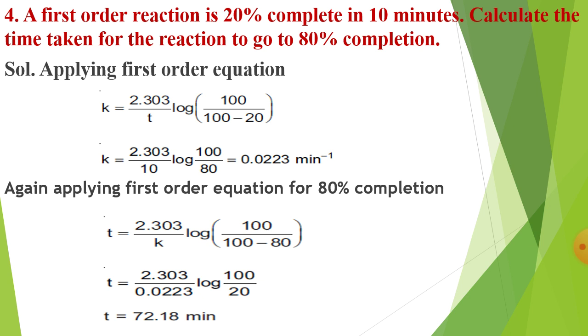So now applying the first order equation for 80% completion, t equal to 2.303 by k log 100 divided by 100 minus 80, because 80% is completed and the left amount is 100 minus 80. So by putting the value of k here also, we can find the value of t like this. This type of question may be asked: 20%, 80% completed, 100% completed. So this type of question you can solve like this. You have to find the value of k, then put the same value in the next equation to get the time t like this.